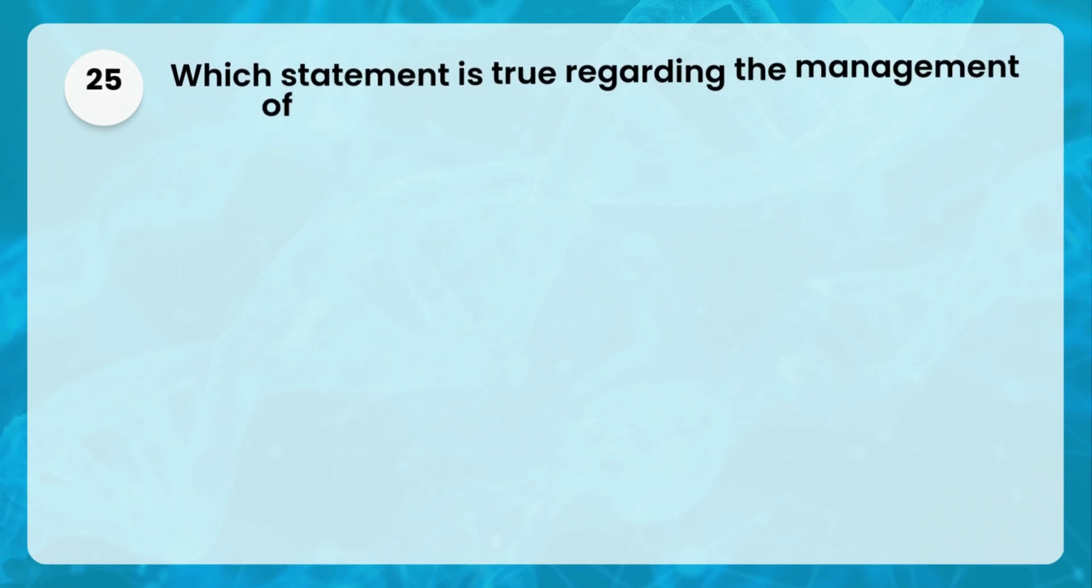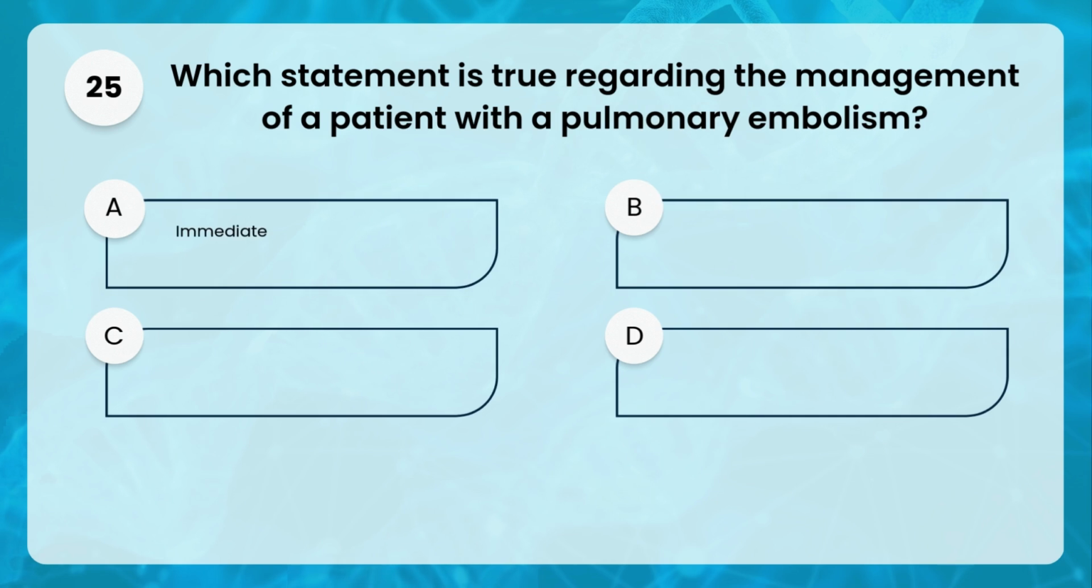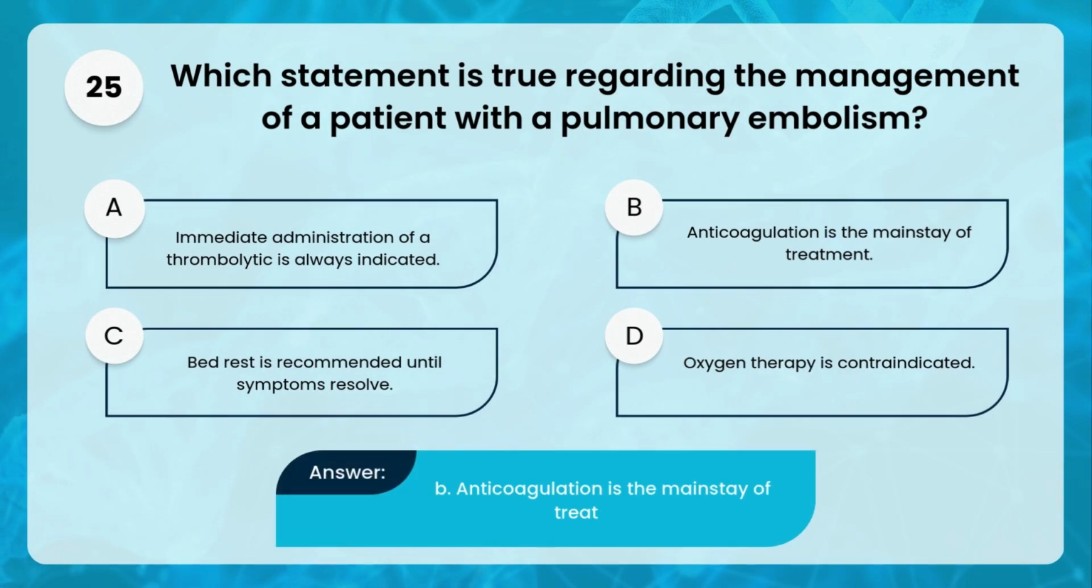Number 25. Which statement is true regarding the management of a patient with a pulmonary embolism? A. Immediate administration of a thrombolytic is always indicated. B. Anticoagulation is the mainstay of treatment. C. Bed rest is recommended until symptoms resolve. Or D. Oxygen therapy is contraindicated. The answer is B. Anticoagulation is the mainstay of treatment.